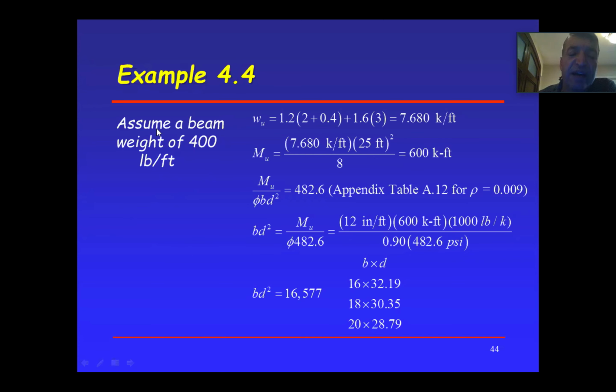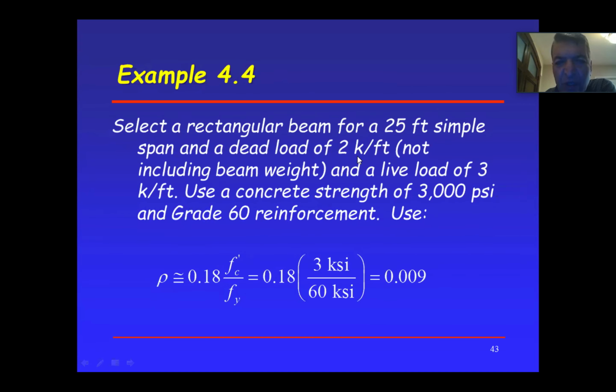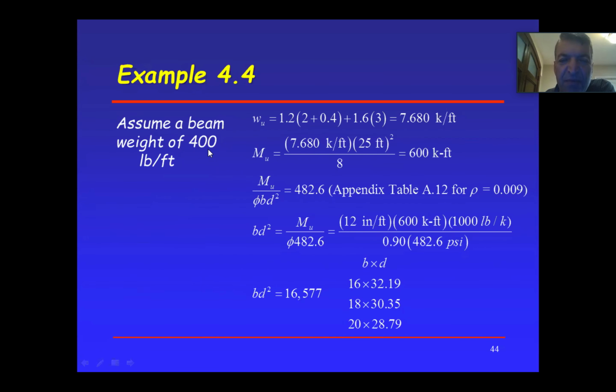So if I assume the 400 pound per foot, that's the dead load of the beam. So that's 0.4 kips per foot, right? He also told me that the dead load is 2 kips per foot. So I need to add the own weight of the beam, which is 0.4, to that. So when I do my Wu, it is 1.2 dead load plus 1.6 live load.